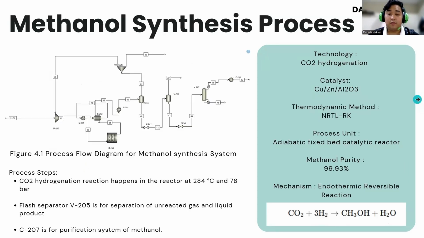purity of carbon dioxide. For methanol synthesis, the technology we'll be using is carbon dioxide hydrogenation, which will undergo an endothermic reversible reaction where carbon dioxide and hydrogen react to produce methanol with the help of catalysts, copper, zinc, and aluminum oxide, in the reactor. Then it will undergo 3 stages of separation process to obtain 99.93% methanol purity before entering the DME plant.